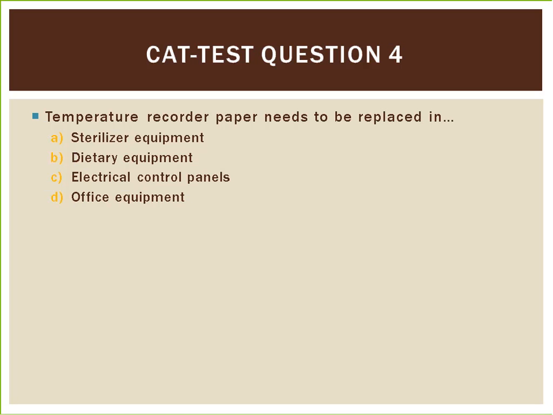CAT test question 4. Temperature recorder paper needs to be replaced in A. sterilizer equipment, B. dietary equipment, C. electrical controls panels, D. office equipment.